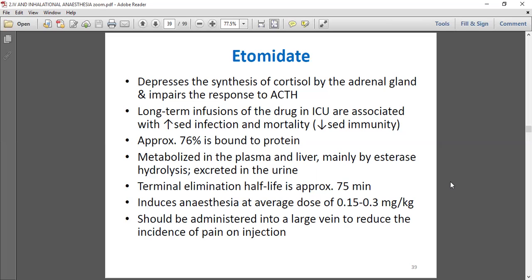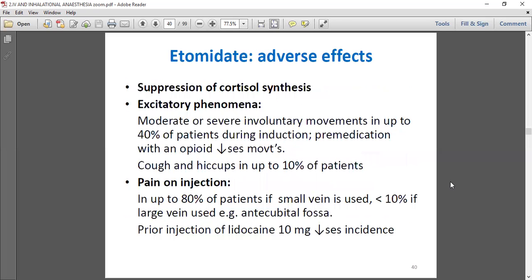It induces anesthesia at an average dose of 0.15 to 0.3 milligrams per kg. It should be administered into a large vein to reduce the incidence of pain on injection, because the veins are hard. Adverse effects: we have suppression of cortisol synthesis, that one we saw already, right?